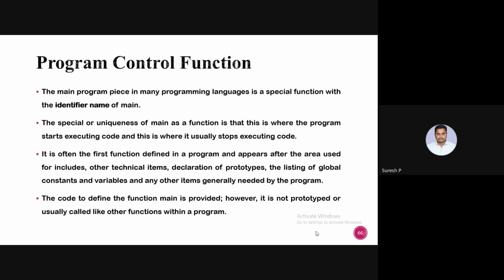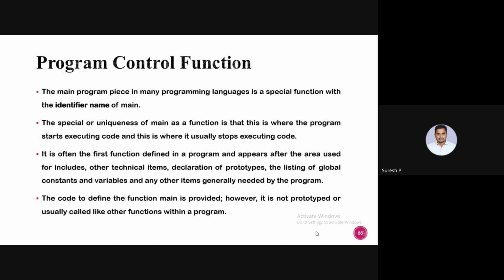Okay, so now let's discuss in detail the program control functions. As I told already, the main program piece of a particular programming language is referred to as the program control function. Generally the identifier name will be main. In most programming languages, the program control function identifier name will be main.